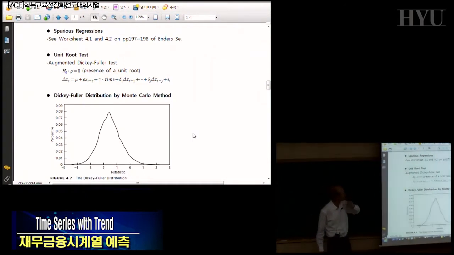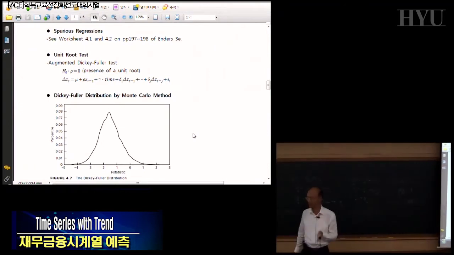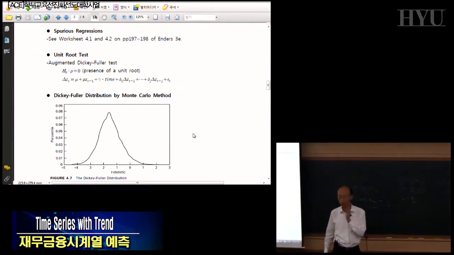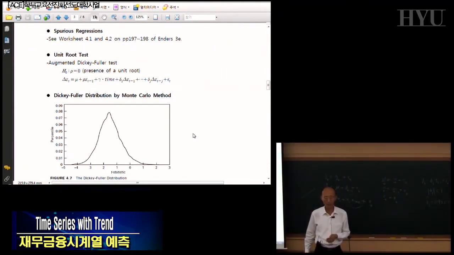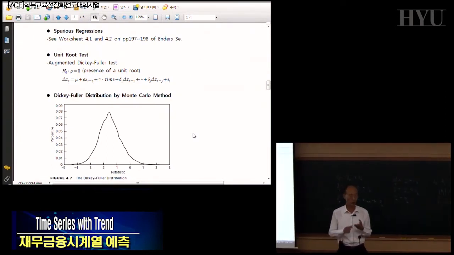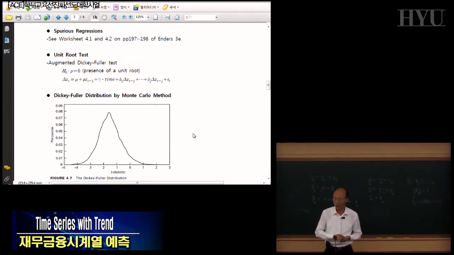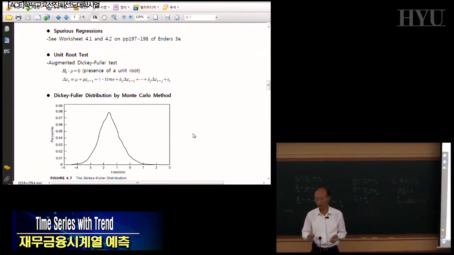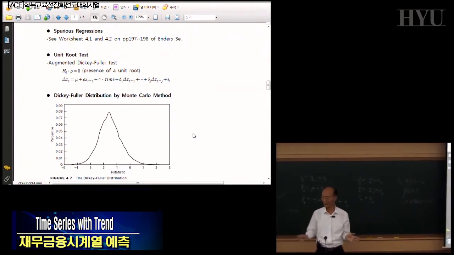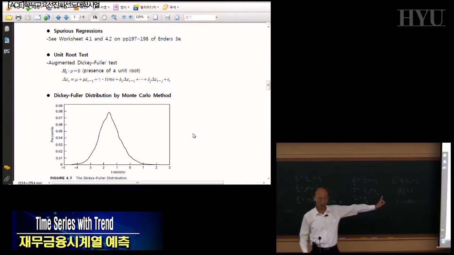And then you will probably find that many economic time series contain at least one unit root, requiring one difference to achieve stationarity. So GDP is one, consumption, investment, exchange rate, interest rate, CPI, industrial production, you name it. Many economic and financial time series contain a unit root if you apply this test.